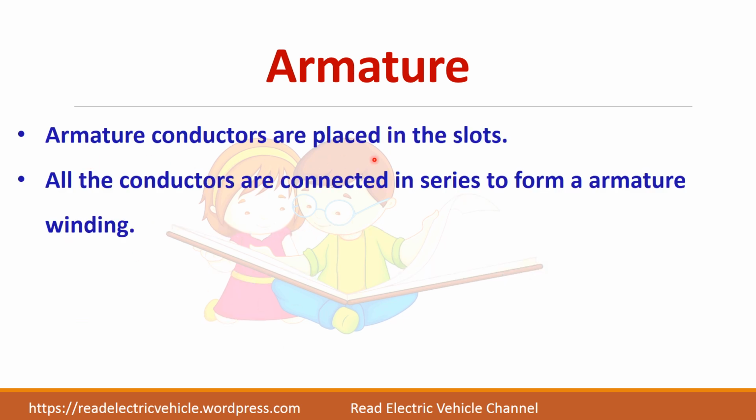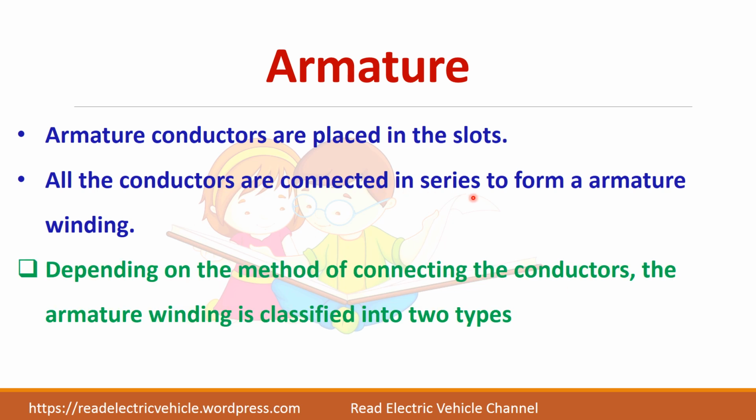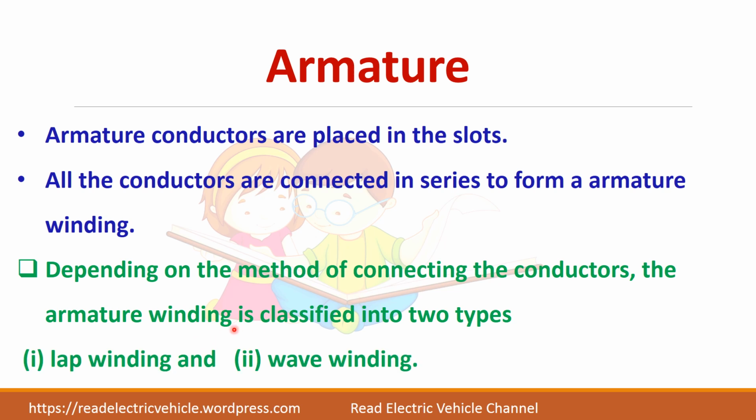And these armature conductors are placed in the slots, and all the conductors will be connected in series to form the armature winding. Depending upon the manner in which we connect the conductors, there are two types of armature winding. One is called lap winding and the other one is called wave winding.